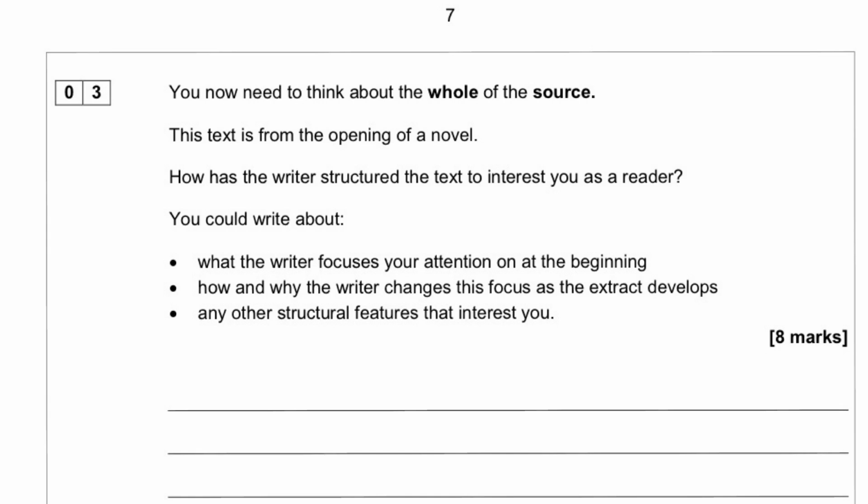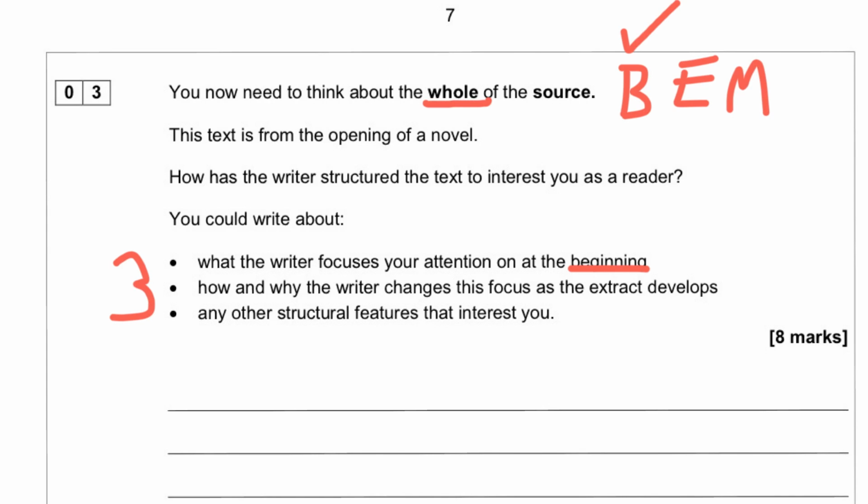Right, the examiner does give us some really helpful advice. You've got to write about the whole source, and that means writing about the beginning and the end and stuff in the middle. So I'll put B for beginning, E for end, and M for middle. So I'm going to have to write about all those 3 things, and luckily there are 3 bullet points. So let's have a look at them. The writer focuses your attention at the beginning. Oh, that's lucky, so that's taken care of that. How and why the writer changes his focus as the extract develops. Well, that's going to be the middle.